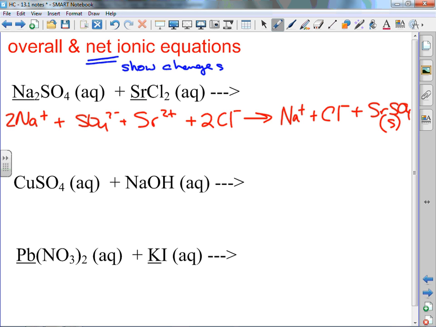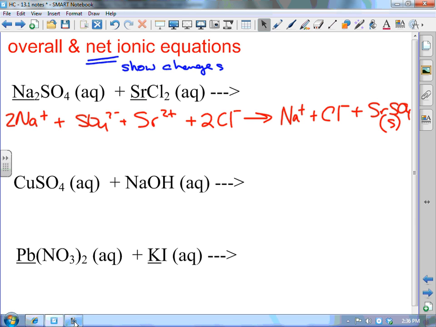Okay? So here's what I'm going to have you do. We went through, and I want you to write the overall ionic equation for these other two, and then I'll come back and we'll look at the net ionic for these three. So I'll pause this, come back, and give you a chance to look at these.